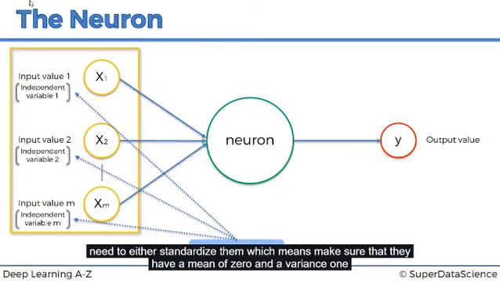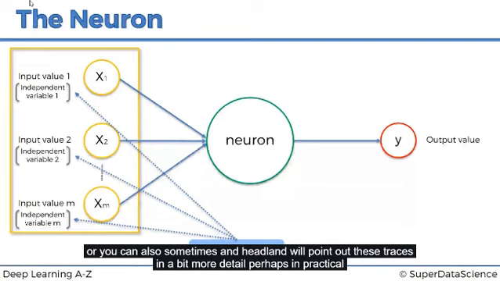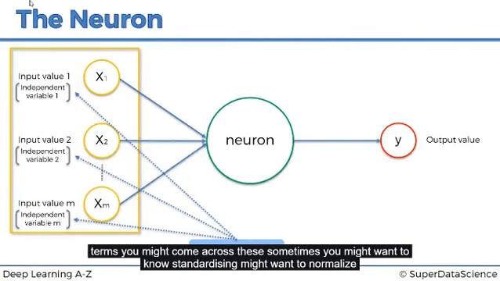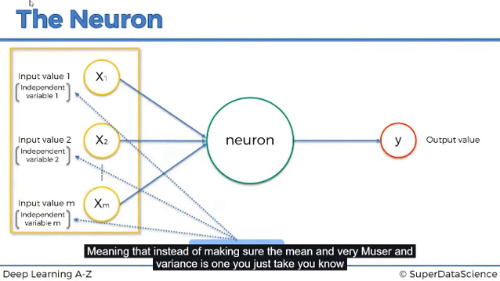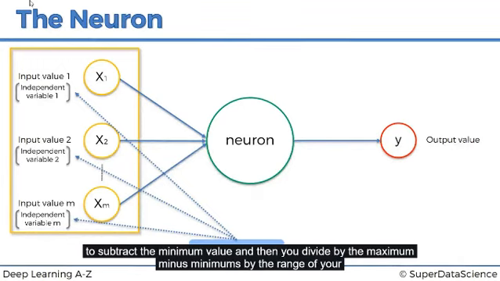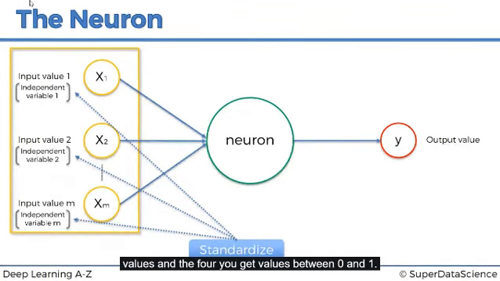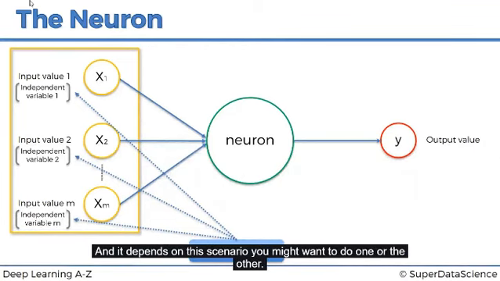The other thing you need to know about these variables is that you need to standardize them, which means making sure that they have a mean of 0 and a variance of 1. Sometimes, and Hadelin will point out these situations in a bit more detail in the practical tutorials, you might want to normalize them instead, meaning that instead of making the mean 0 and variance 1, you subtract the minimum value and then divide by the maximum minus minimum, so by the range of your values, and therefore you get values between 0 and 1. It depends on the scenario.